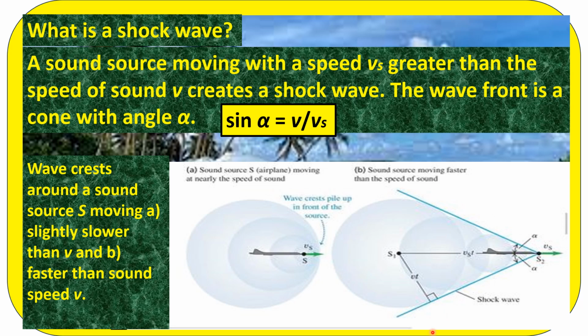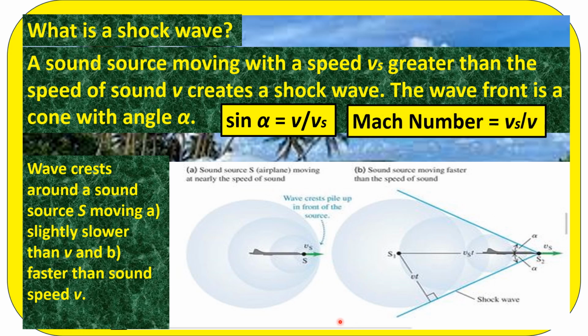Now, the ratio Vs over V is called the Mach number. In other words, the reciprocal of the value of sine alpha is Vs over V, and this ratio is called the Mach number. Mach number is greater than or equal to unity for all supersonic speeds. And sine alpha, as I said earlier, is just the reciprocal of the Mach number.